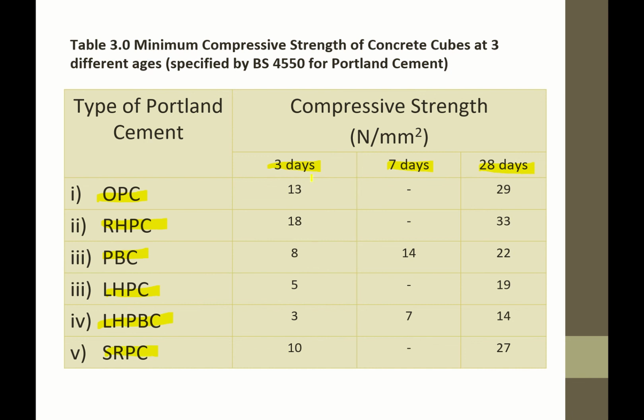For OPC, at 3 days it has already achieved 13 Newton per mm squared. When OPC reaches 28 days, we find the compressive strength is 29 Newton per mm squared. As you can see here, the best performance is rapid hardening. It achieved 18 Newton per mm squared at 3 days, and after 28 days, the RHPC can achieve up to 33 Newton per mm squared. So you can differentiate all the different types of cement by their compressive strength performance.